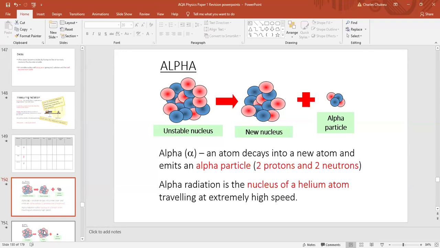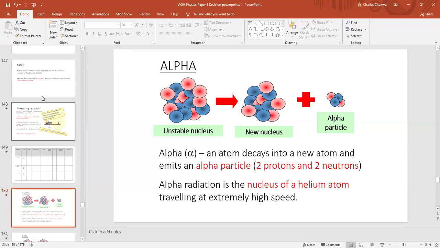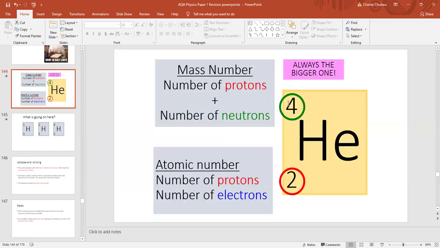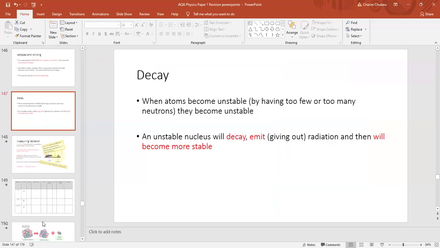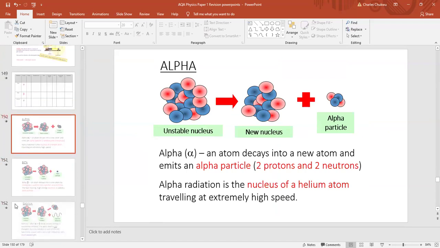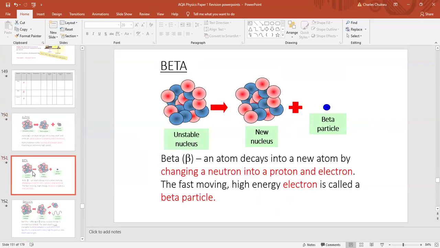4 and 2. If you remember, let me take you back to that first diagram. Look at it. 4 here is the mass number, that's the sum of protons and neutrons, and 2 is the number of protons. So going back, it's a helium, okay? Alpha radiation is the nucleus of a helium, traveling at an extremely high speed.